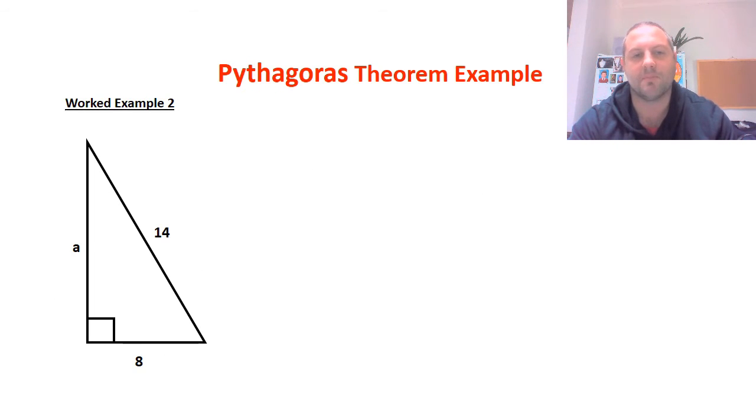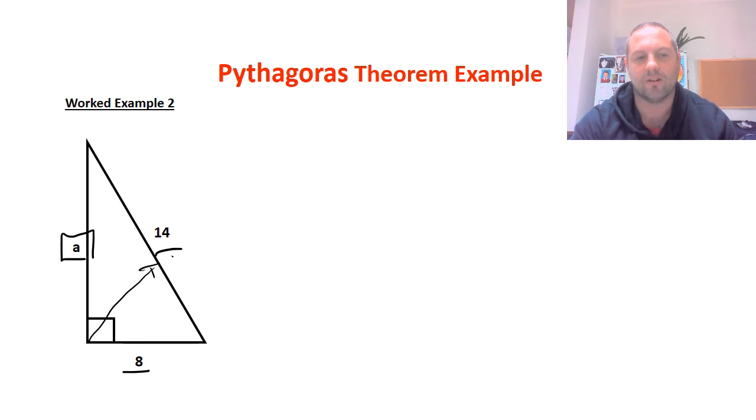Okay, so here's an example. We've got A squared, or A, that's what we're looking for. We know our C and we know our B. Now this could be A, it doesn't really matter. We know this is the hypotenuse, it's directly opposite our right angle, and it's the longest. So what we're going to do is 14 squared, take away your 8 squared. And that's going to equal your A squared, because that's what we're looking for.